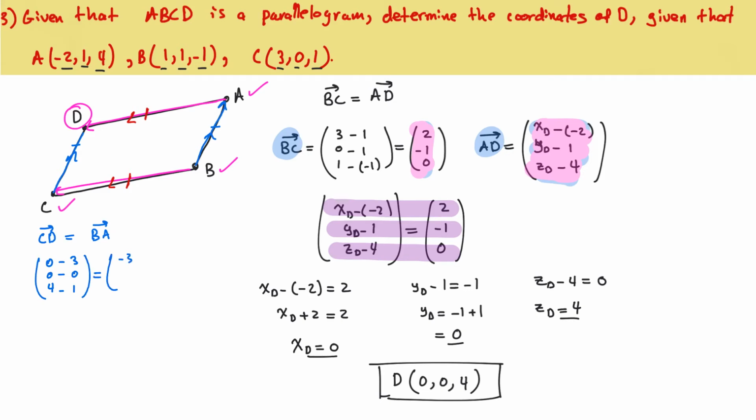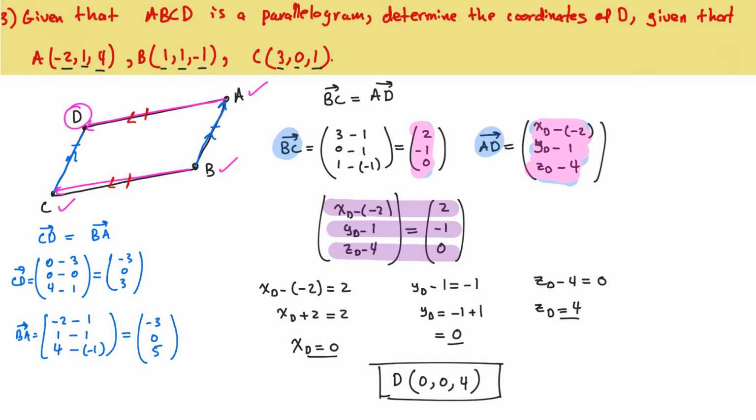That one's going to be negative 3, 0, 3. And we're going to do vector BA. So this is BA, and this is CD. For vector BA, I'm going to take the x, y, z components of A and subtract the x, y, z components of B, which are 1, 1, and negative 1. This is going to give me negative 2 minus 1 is negative 3, 1 minus 1 is 0, and 4 minus negative 1 is the same as 4 plus 1, which is 5.